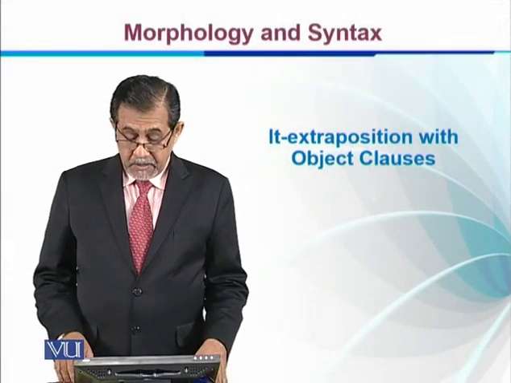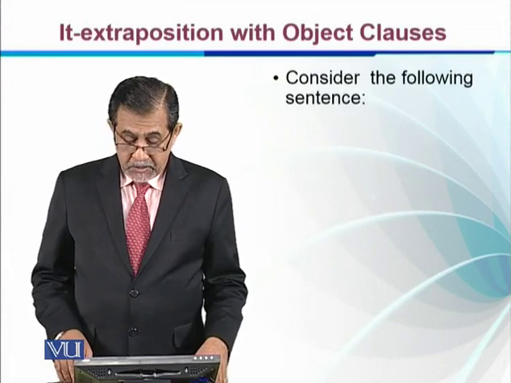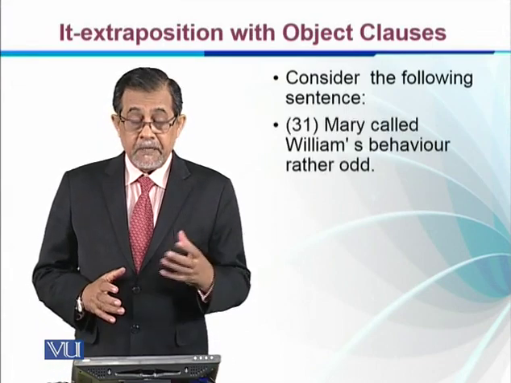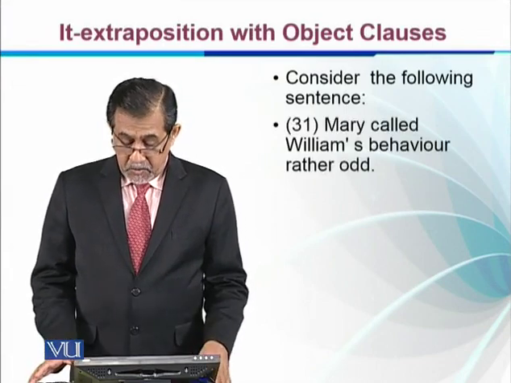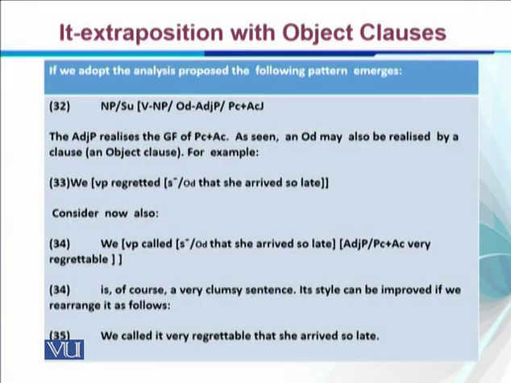It-extraposition with object clauses. Let's consider the sentence: Mary called William's behavior rather odd. If we analyze the sentence, we find (32) a noun phrase, that is the subject, a verb, and then a noun phrase. This noun phrase is the direct object, or it can have an adjective phrase, and it can also have a predicate complement and an adjective complement.